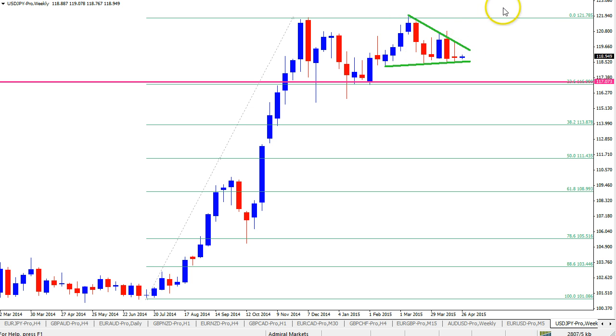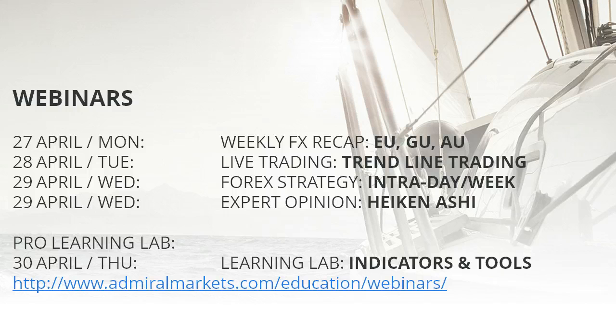If it does break above this triangle, obviously that would be interesting too, because then the dollar yen could be in a bigger uptrend again. But for the moment, considering the dollar weakness at this time, I would probably consider the consolidation or a bigger bearish retracement more likely.